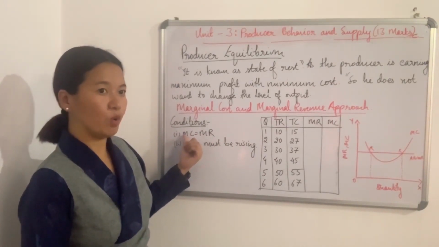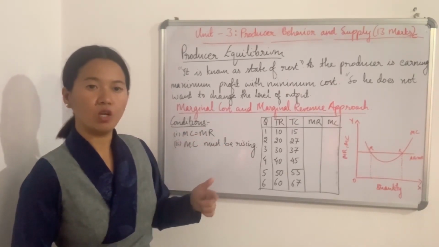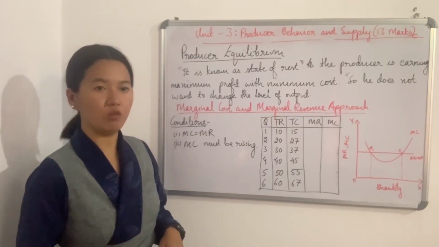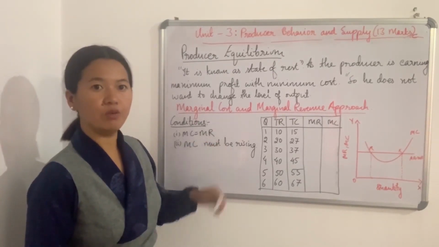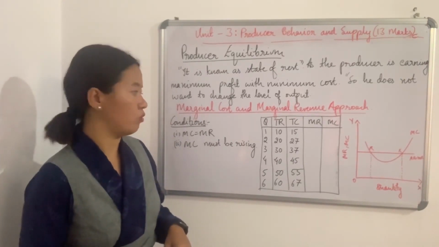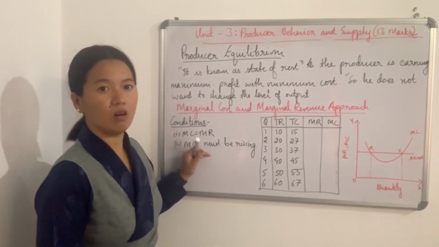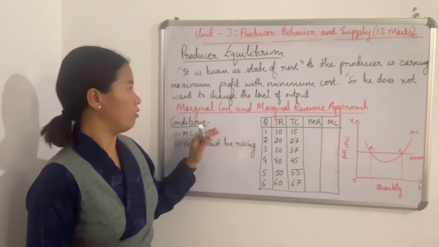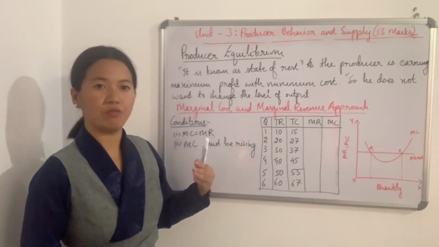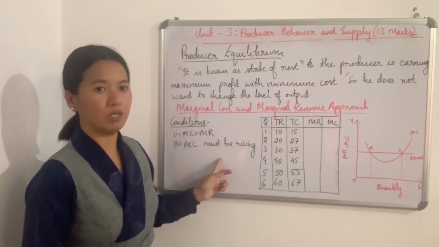As we have learned both marginal cost and marginal revenue, marginal cost refers to the additional cost which the producer has to incur when he produces one more unit of output. In the same way, marginal revenue is the additional revenue which the producer gets when he produces one more unit of output. So these two must be equal, and the second condition is that marginal cost must be rising. So in order for a producer to be in a state of rest, or in order to earn the maximum profit, he has to fulfill these two conditions.